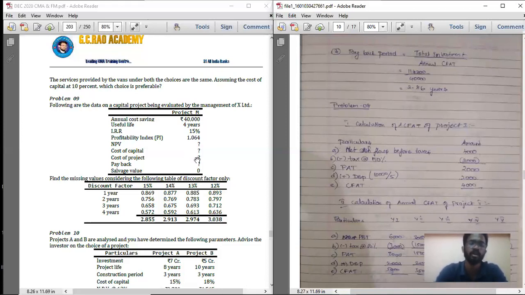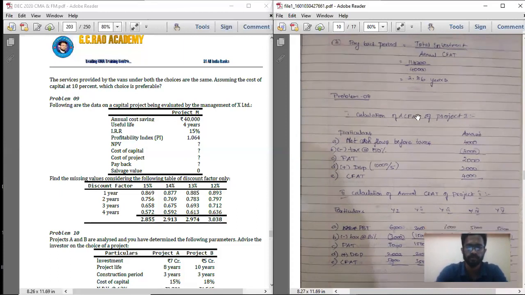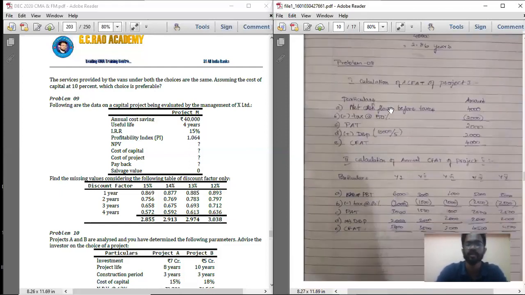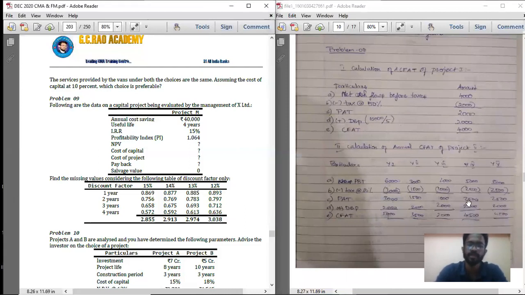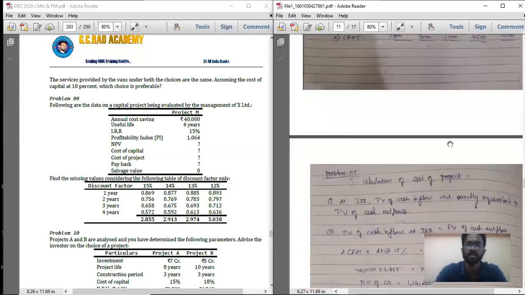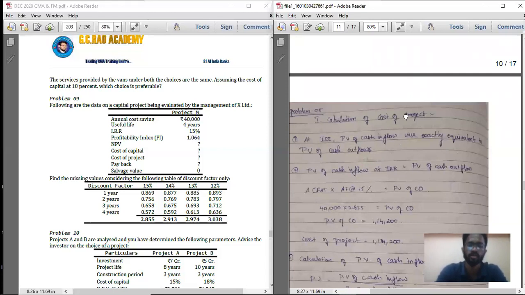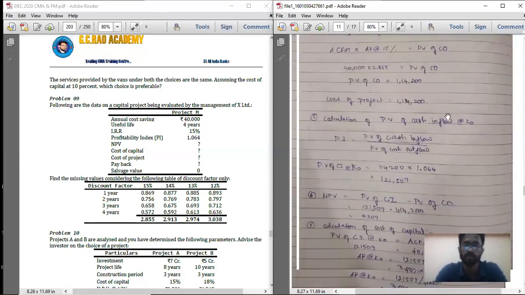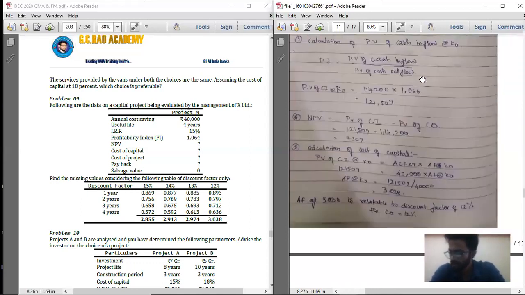With that, we have calculated all 4 values. And also we have calculated the present value of cash inflow. So with that, we have completed problem number 9. This problem number 9 and all, if you keep working out, you will come to know the concept they have given. Every time you go through this chapter, just work out this kind of sum. So with that, we have completed problem number 9.